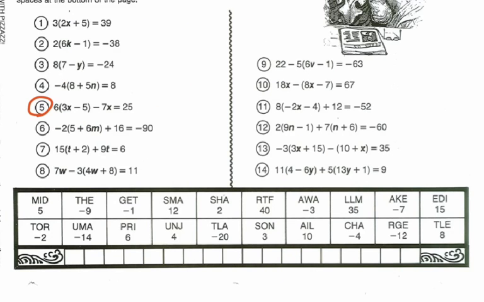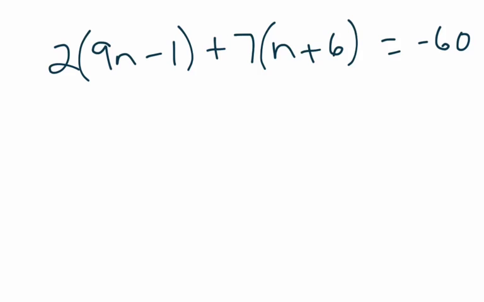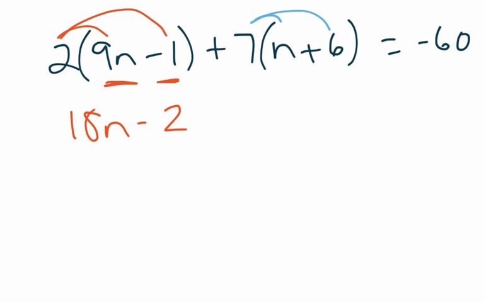Okay, now let's do number 12. So 12 looks pretty involved here. Okay, so go ahead and take a minute and write this down, and then we'll work it out. So the first thing that we need to do is distribute the 2 to the 9n and the 1. Then we're going to distribute the 7 to the n and to the 6. So I'm going to get 18n minus 2. Because don't forget, we're taking 2 times 1.